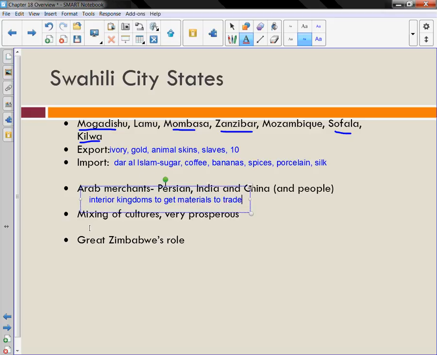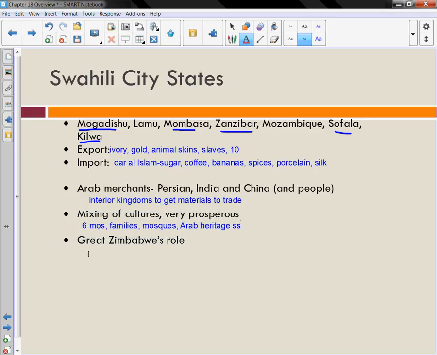Because of the monsoon winds, Arab merchants typically lived in East Africa for about 6 months out of the year. So they really started families there. They built mosques. And as you're going to see, in terms of social status, it was very important to show off your Arab heritage. That played a big role in social status.